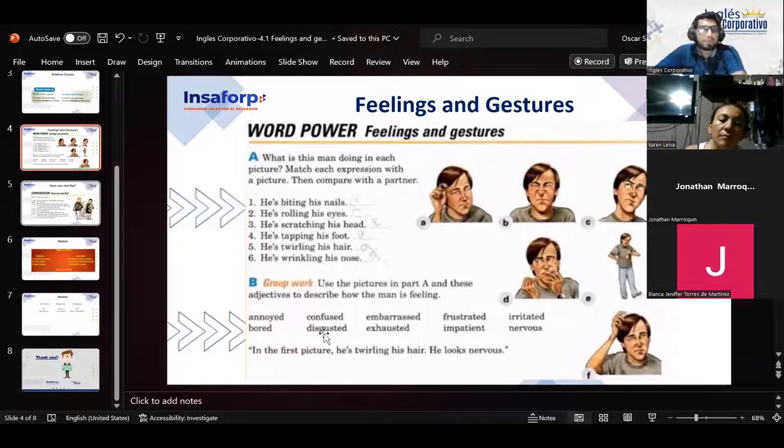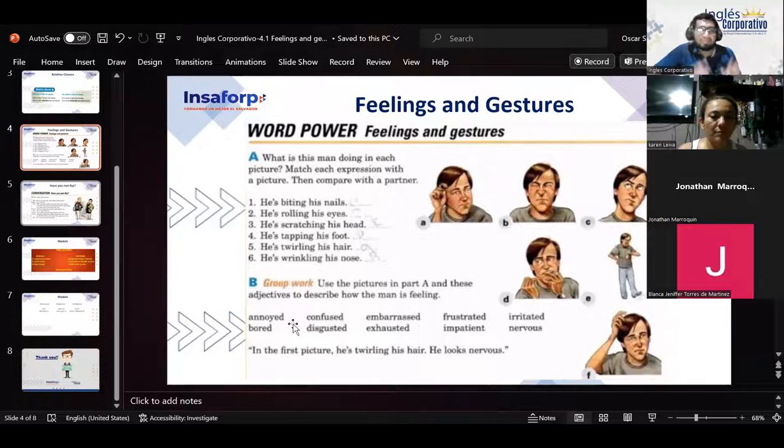So the feelings that we can express, or most of the time express, are annoyance, boredom, confusion, disgust, embarrassment, exhaustion, frustration, impatience, irritation, and nervousness.